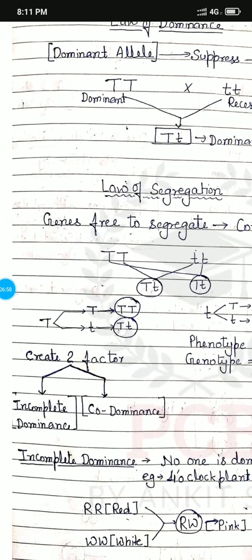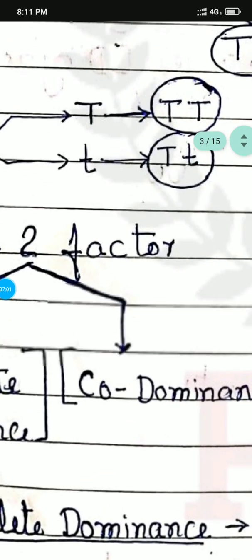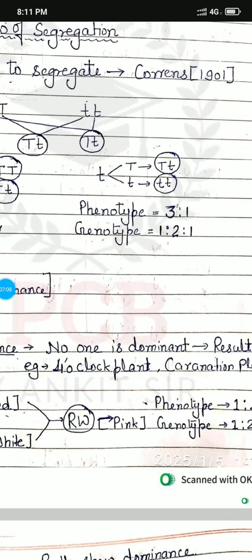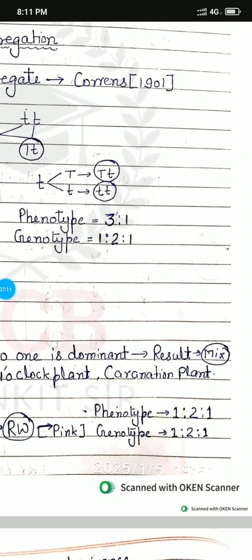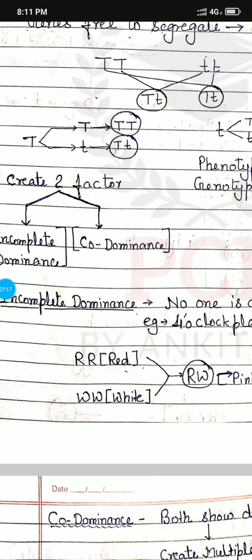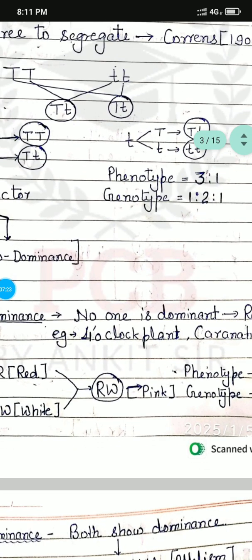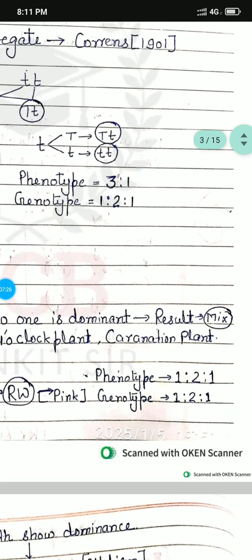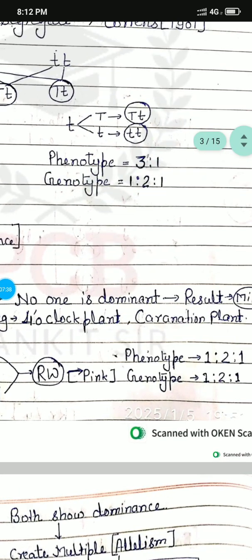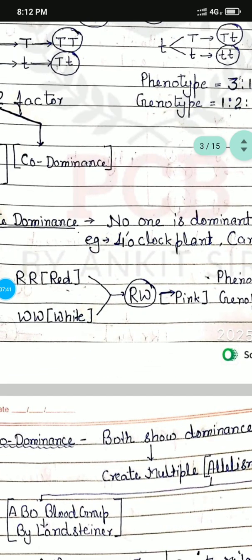So it created two types of factor. One is called incomplete dominance, another is called codominance. Let me tell you completely. Incomplete dominance is where no one becomes dominant in the next generation. It means the result is something mixed. Examples are the four o'clock plant and the carnation plant. Just as an example, if I cross two breeds, one with red flowers and another with white flowers, the result in the next generation is pink flowers. It means the phenotype is 1:2:1 and the genotype is also 1:2:1. You have to learn this type of phenotypic and genotypic ratio. In this type of cross, incomplete dominance, the ratio is always 1:2:1, whether it is phenotype or genotype.